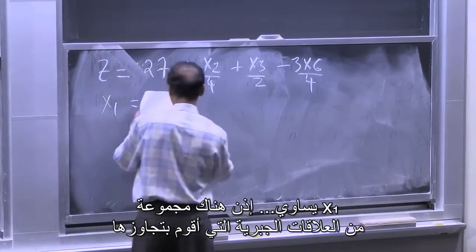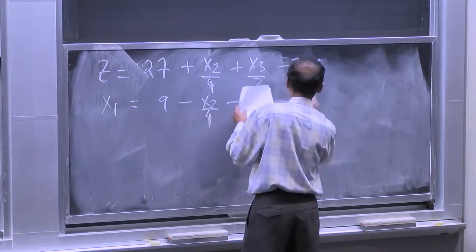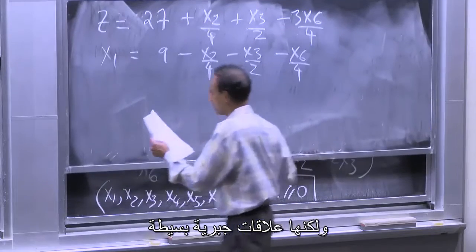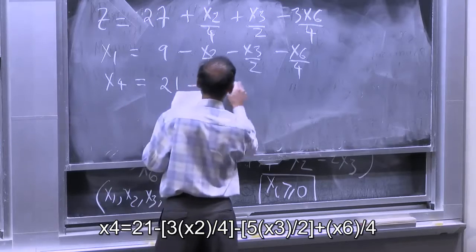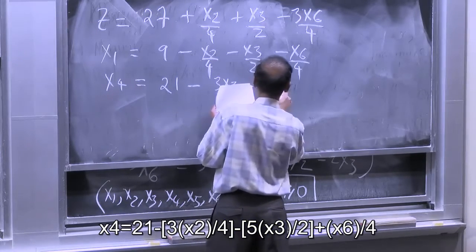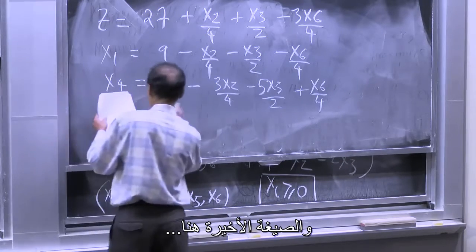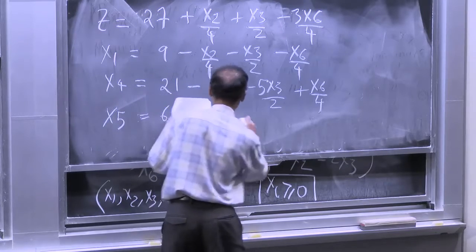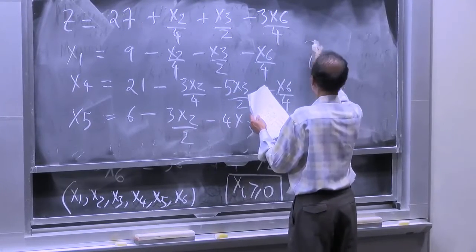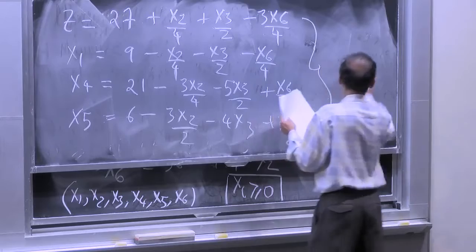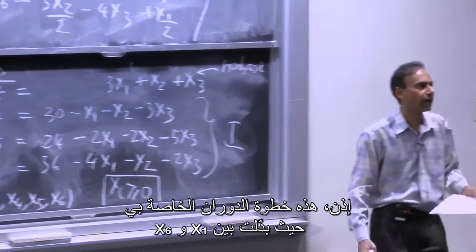X1 equals, so there's a bunch of algebra here that I'm obviously skipping over, but it's simple algebra. And I have x4 over here, 21 minus 3x2 divided by 4 minus 5x3 divided by 2 plus x6 divided by 4. And then one last thing here. Right, so that's the pivot step where I've flipped x1 and x6.